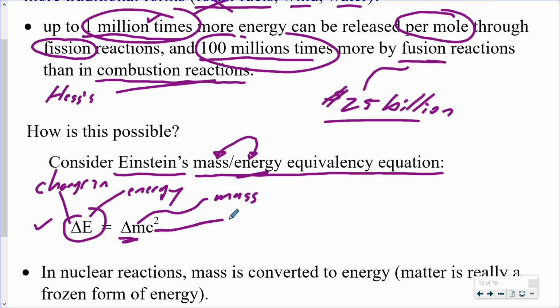C, we've seen before what this lowercase c is. This is the speed of light, and this is a big number. This is 3.0 times 10 to the 8 meters per second. So really, really big number.